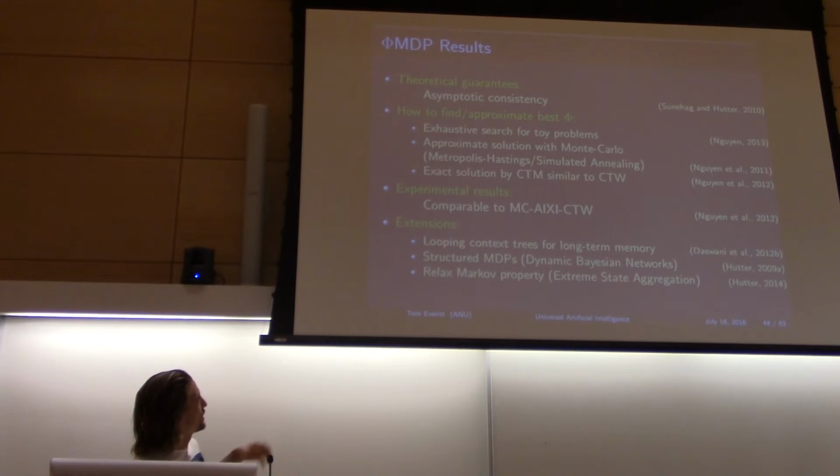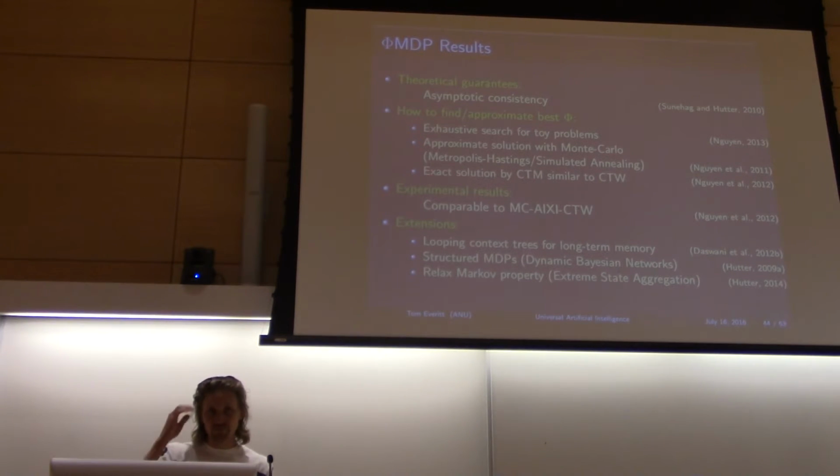Have structured MDPs, so instead of trying to infer a discrete number of states, you try to infer some feature vectors. For example, how bright is it? What's the temperature? If you know a vector of features like that. There's also been some theoretical work on relaxing the Markov property for this state. It's called extreme state aggregation. You can find much more in the references.